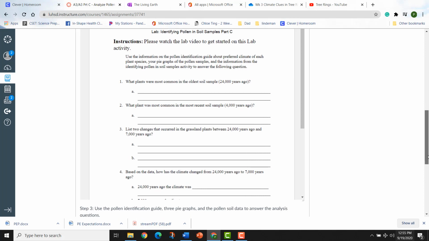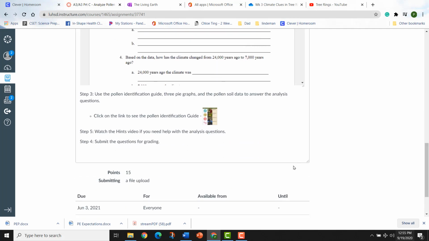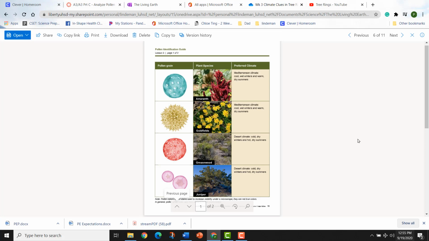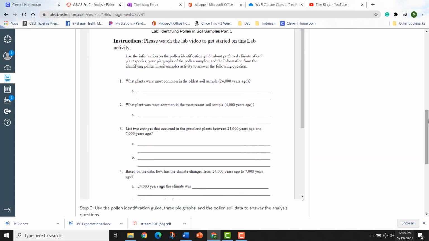What plants are common. So what you need is your pollen data in front of you, your graphs in front of you, and then you'll need to click on this link right here, which will bring up this data right here. And from that we should be able to answer some questions. So make sure you have those things in front of you. Now I'm not going to have the graphs in front of me, so I'm just going to generally describe some things.